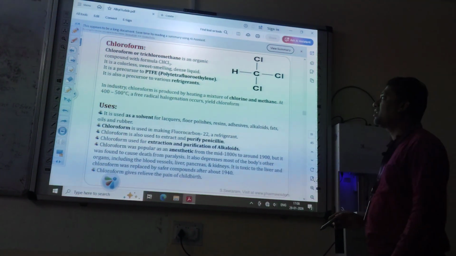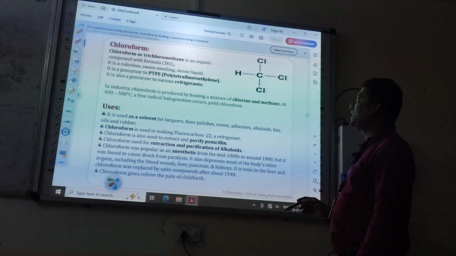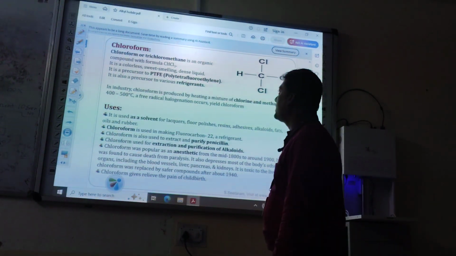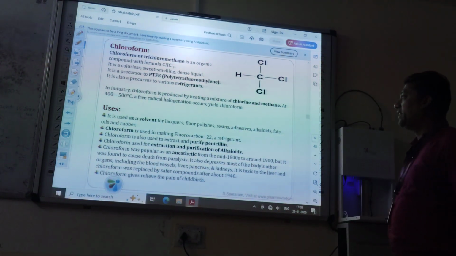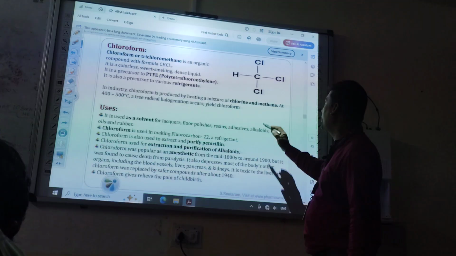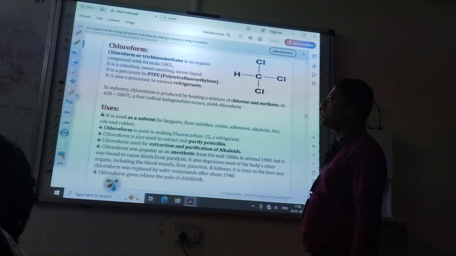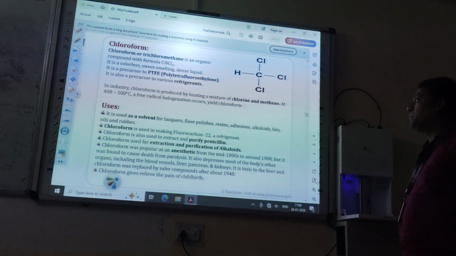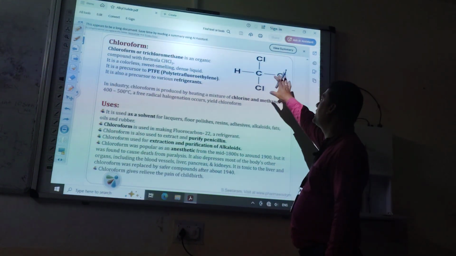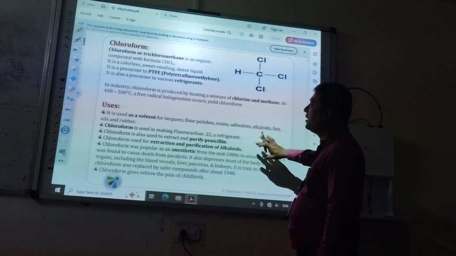It is a colorless, sweet-smelling, dense liquid. It is a precursor of polytetrafluoroethylene. It is also a precursor to various refrigerants. In industry, chloroform is produced by heating a mixture of chlorine and methane. At 400 to 500 degrees Celsius, a free radical halogenation occurs, yielding the chloroform. This is the chemical formula of chloroform.